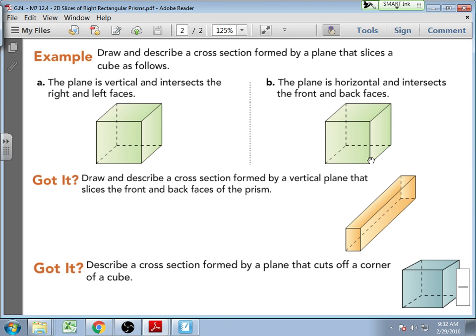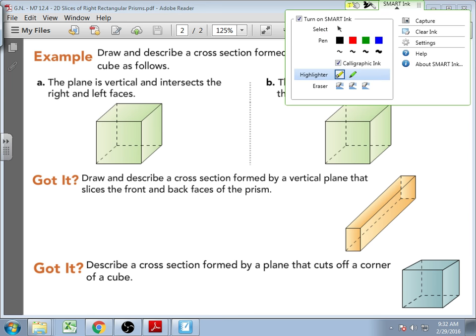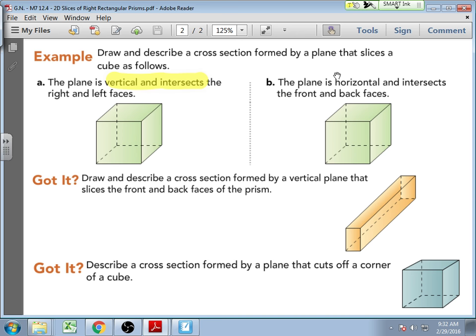So, draw and describe. That's why we took a second to practice drawing. Draw and describe a cross section formed by a plane that slices the cube as follows. So, first one, plane is vertical, intersecting the left and right faces. Try this out.